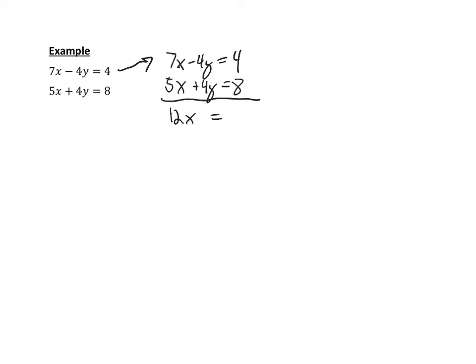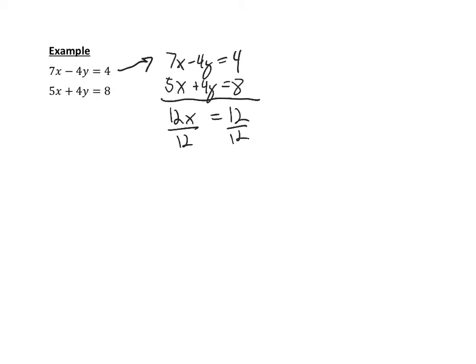7x minus 4y equals 4. 5x plus 4y equals 8. This one's perfect right now because negative 4y and positive 4y should cancel out. So let's see. 7x minus 4y equals 4, and we're going to combine that with 5x plus 4y equals 8. So negative 4 and positive 4 would cancel out. So 7 plus 5 is 12x. 4 and 8 makes 12.